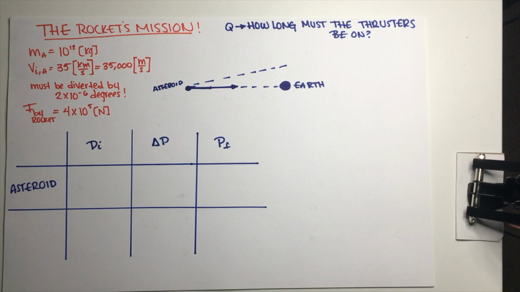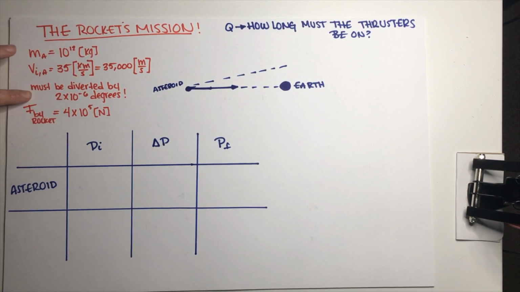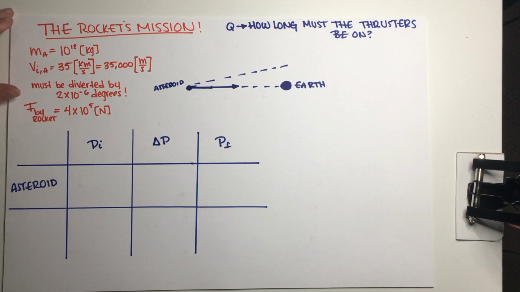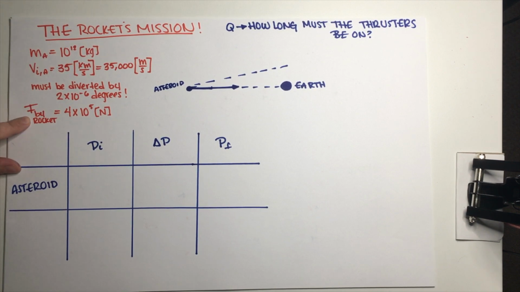As you can see, I've copied all of the relevant information in my notes. We do have a mass of the asteroid, an initial velocity. We know that it must be diverted by 2 times 10 to the negative 6 degrees, and this is the force that the rocket can put on the asteroid.